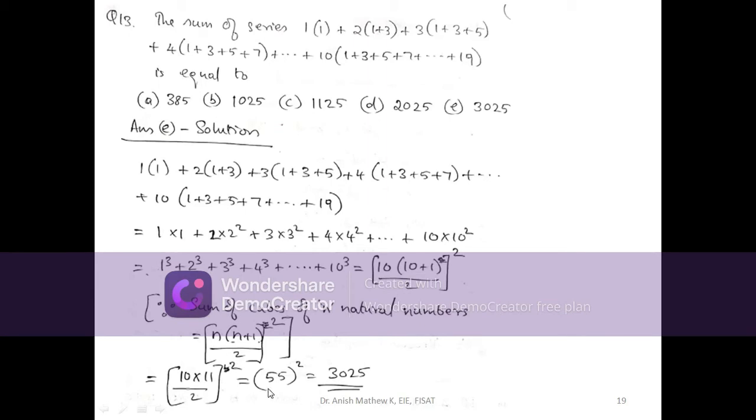Two and 10 gives 5, so it is 5 into 11, which is 55. 55 square equals 3025. So that was option E, 3025.